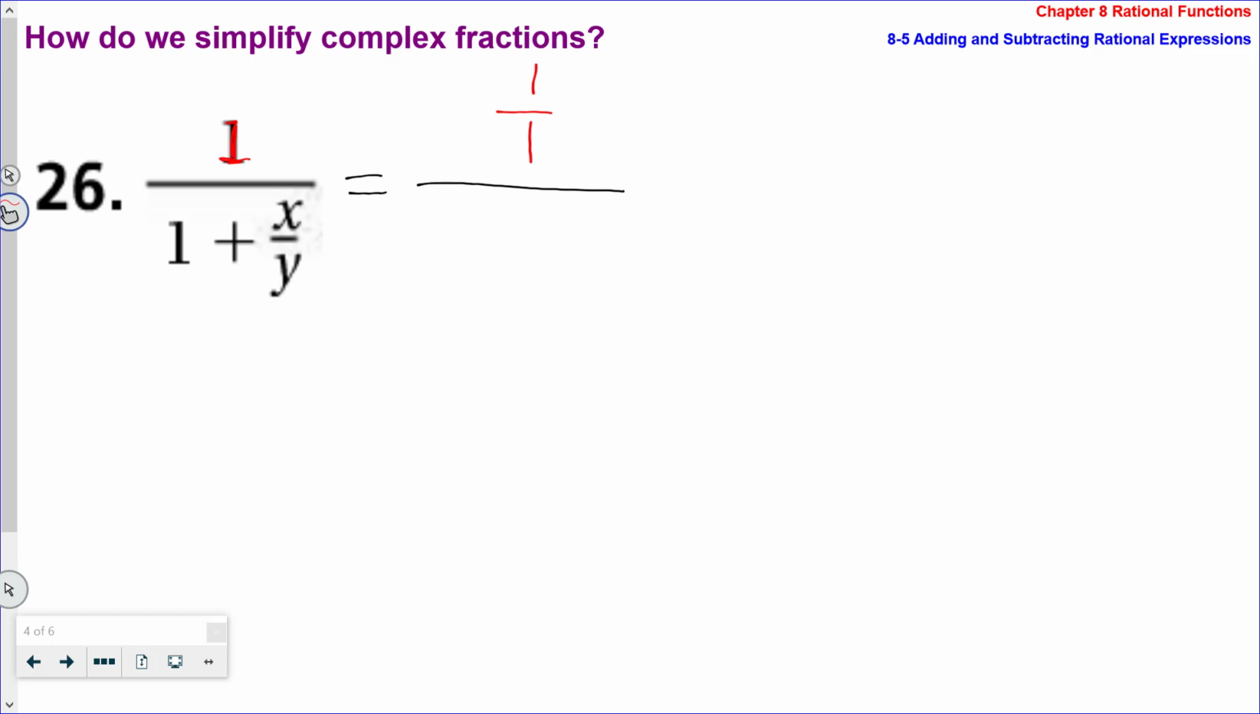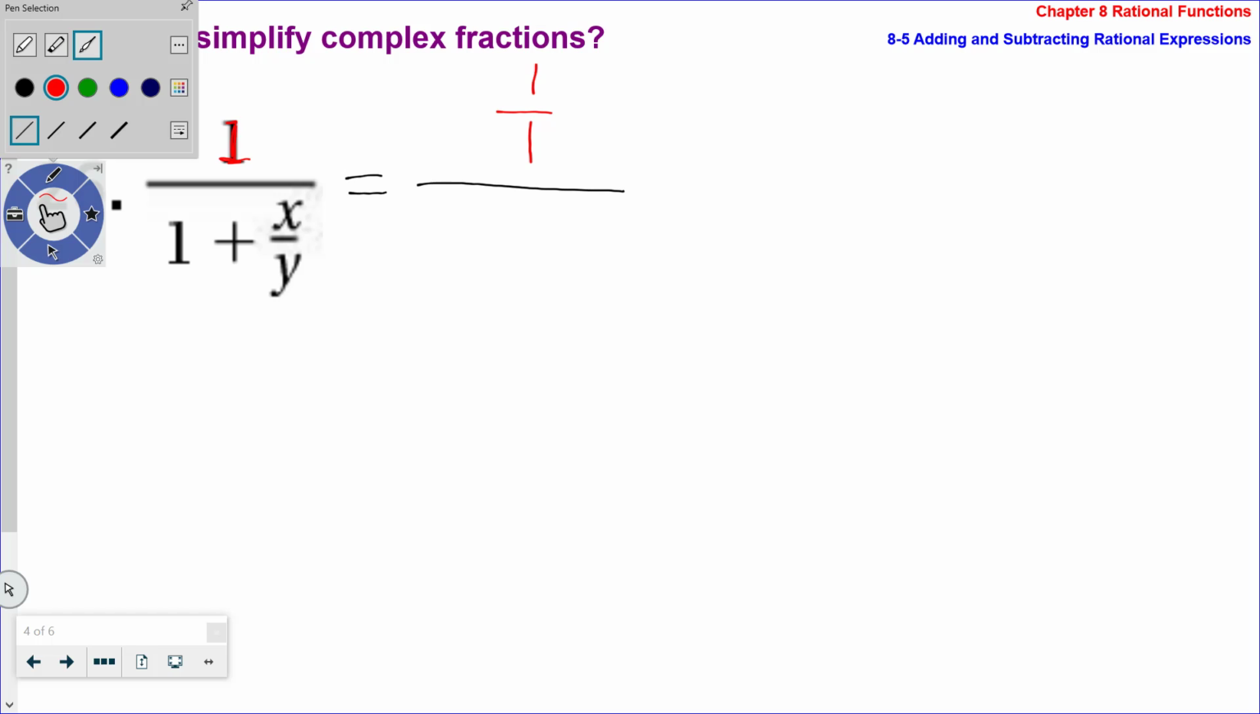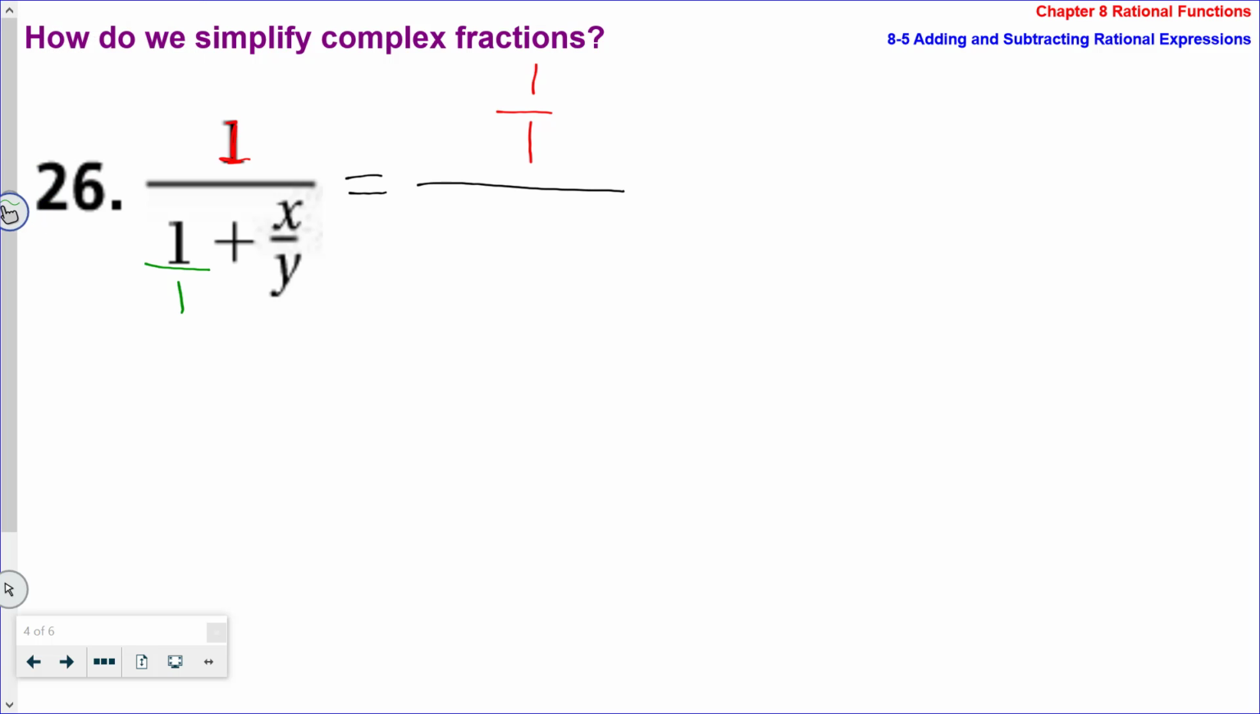Step number 1 is to write the numerator as a single fraction. Step number 2 is to write the denominator as a single fraction. So in order to write the denominator as a single fraction, in the denominator we have 1 plus x over y. This is essentially 1 over 1 plus x over y. What do we need to add fractions? Common denominator. Do you know how we could achieve a common denominator just down here? Exactly. Multiply top and bottom by y.